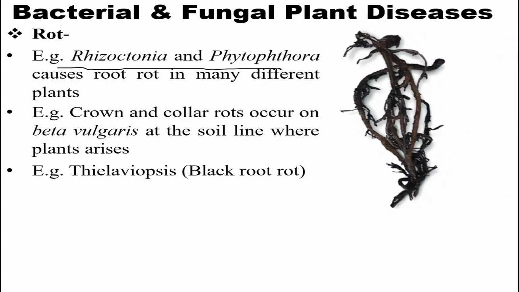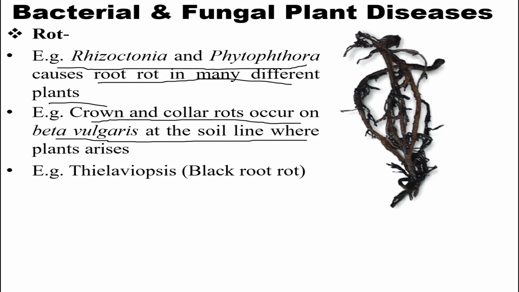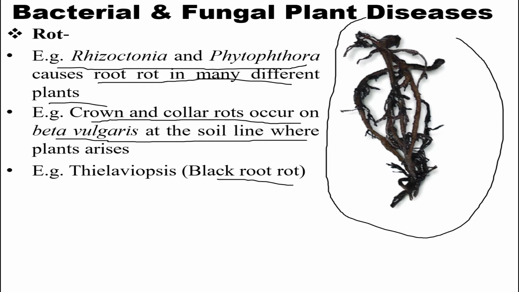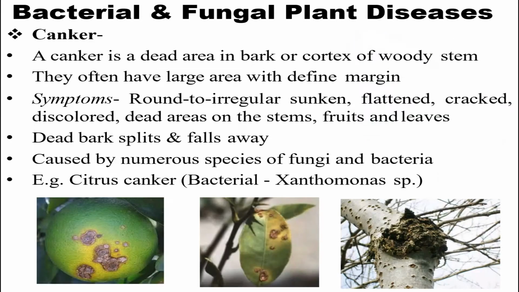Some of the examples that we have here are Rhizoctonia and Phytophthora, which cause root rot in many plants. Some more examples are crown and collar rots, which occur in Beta vulgaris at the soil line where the plant arises. Another example is black root rot, shown in the picture, which is caused by Thielaviopsis.